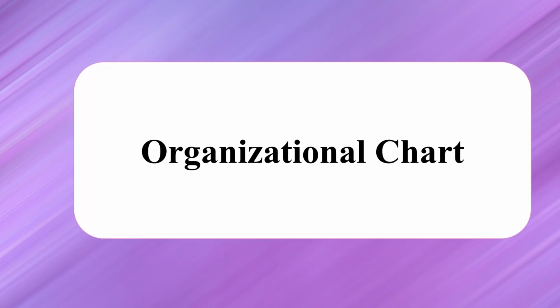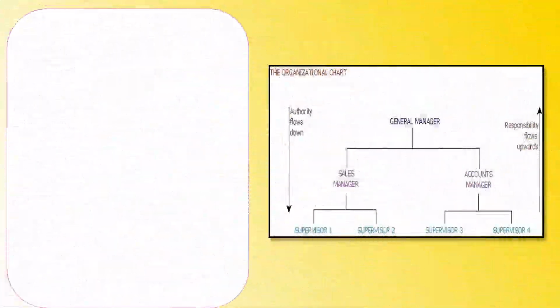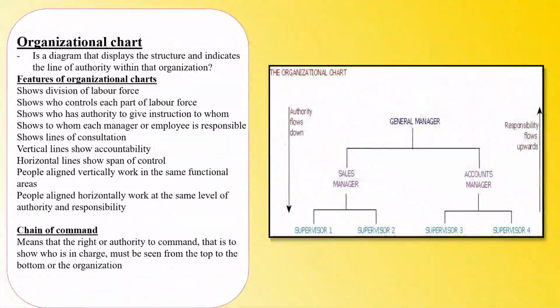Today we will be discussing organizational charts. What is an organizational chart? An organizational chart is a diagram that displays the structure and indicates the line of authority within that organization.